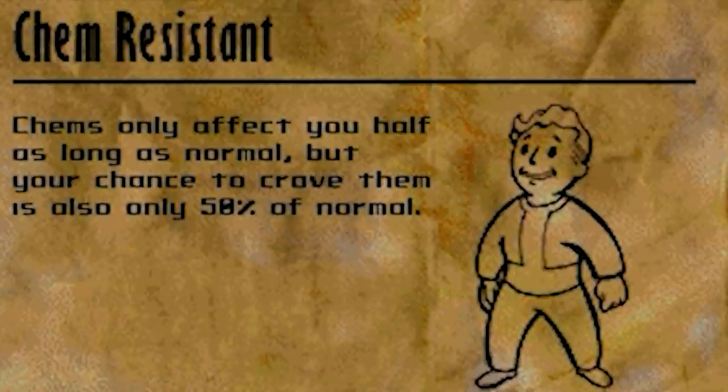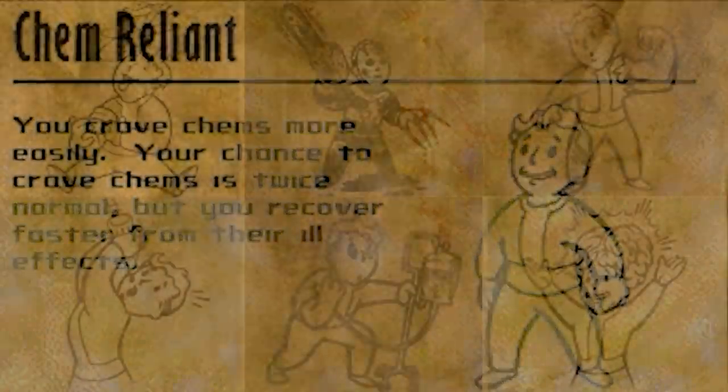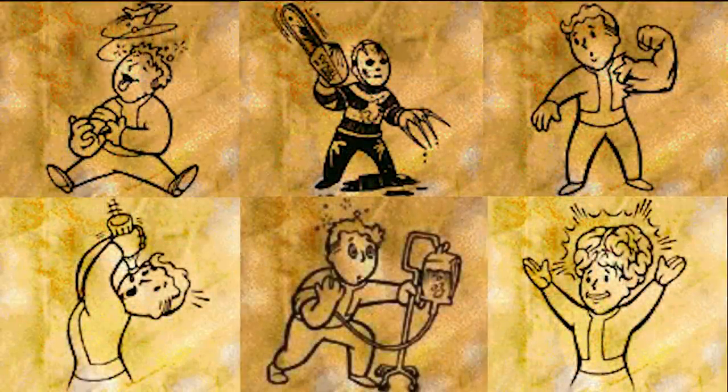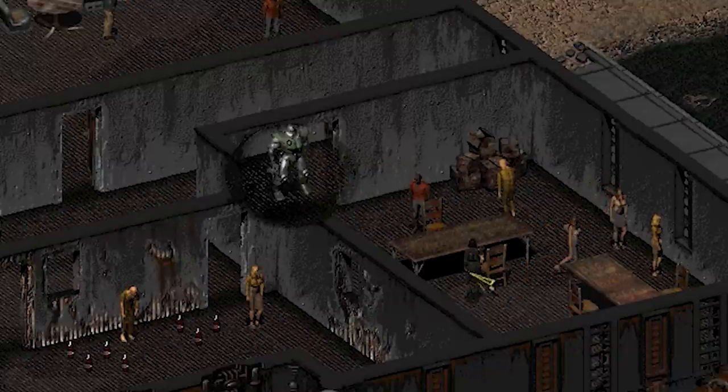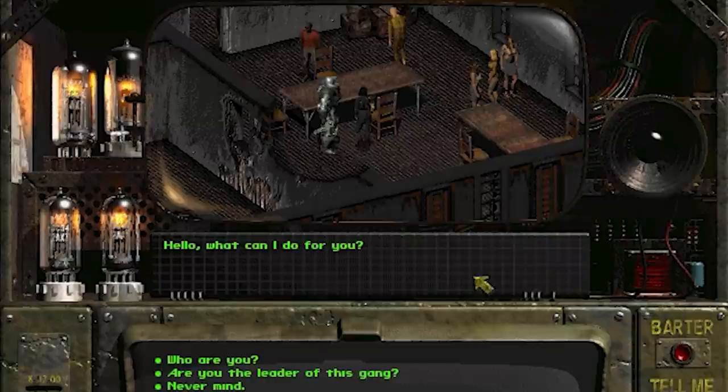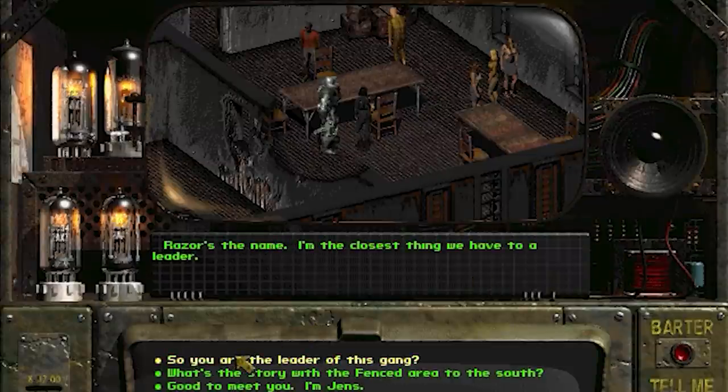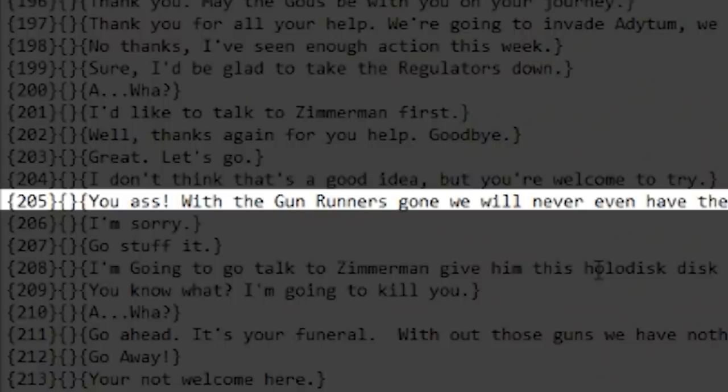Both the chem-resistant and chem-reliant Pip-Boy images were replaced by a generic image that doesn't fit either trait. Each form of addiction had a corresponding Vault Boy image in the US version, but all of these were censored in the UK/European releases. Some lines were even rewritten, like the dialogue of the character Razor. In the US release, Razor will either say "you bastard" or "you bitch" depending on the player's gender. This was rewritten to a less offensive "you ass" in the UK version.